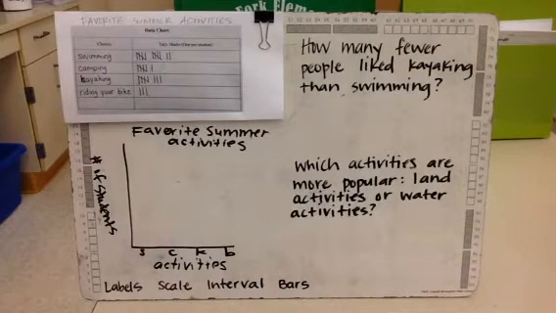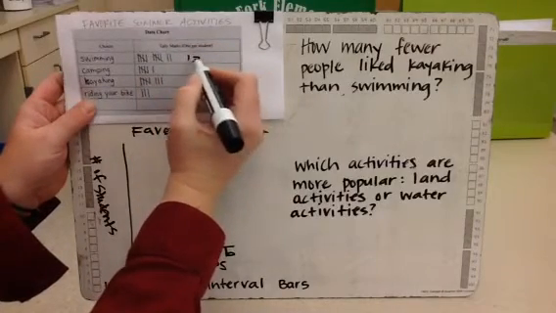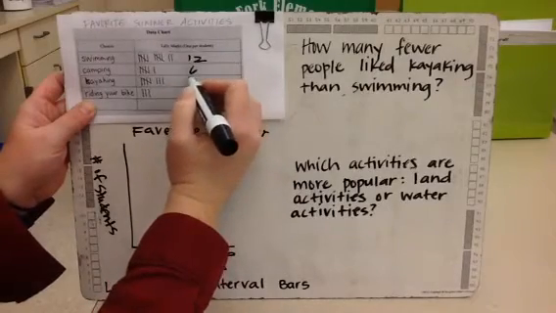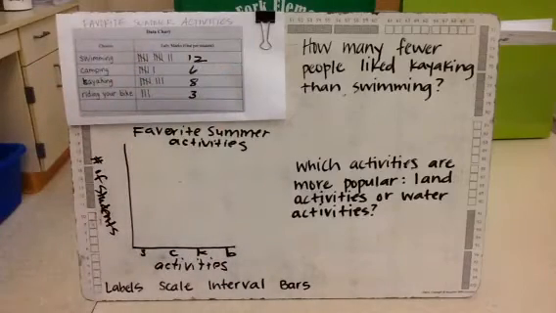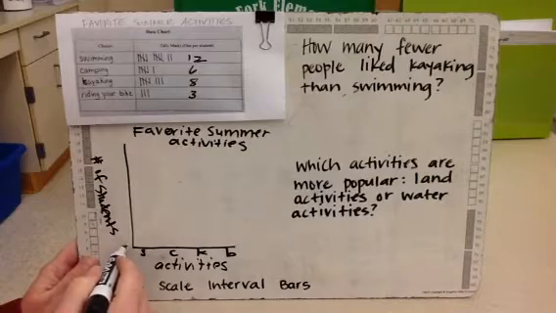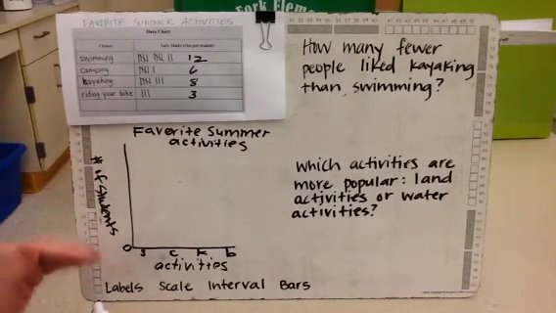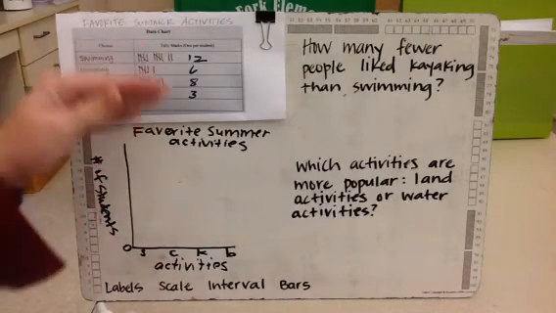A scale is the range that our numbers and our bars will fit into. So what I like to do is I like to find my numbers here. So I have 12 people liking swimming, 6 people liking camping, 8 people liking kayaking, and 3 people liking biking during the summer. So my scale is always going to start at 0, and then the range is going to be high enough so that all of my data can fit. If I do 0 to 10, not all of my data is going to fit in there.